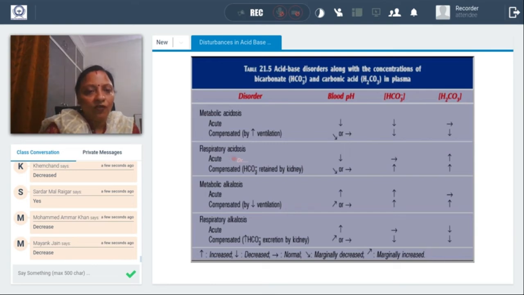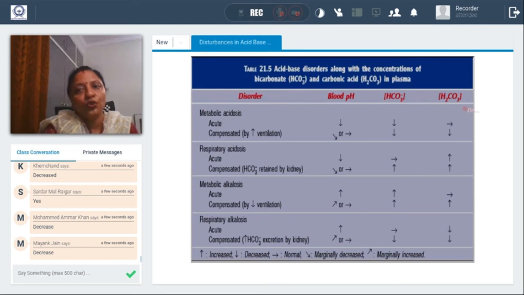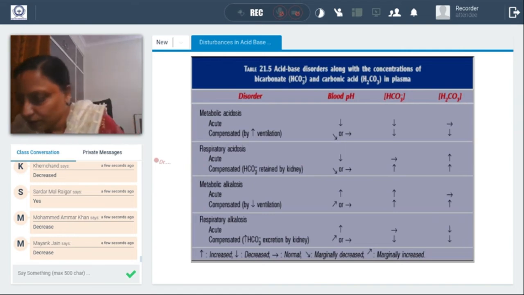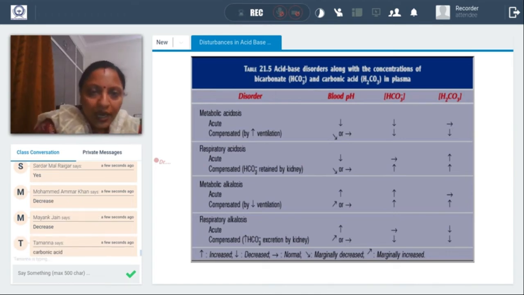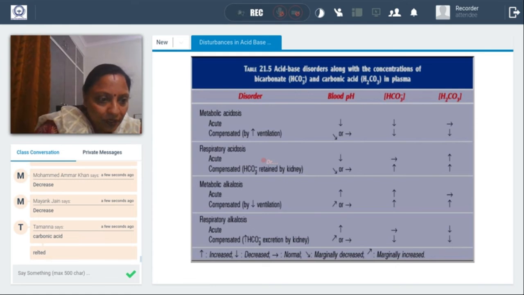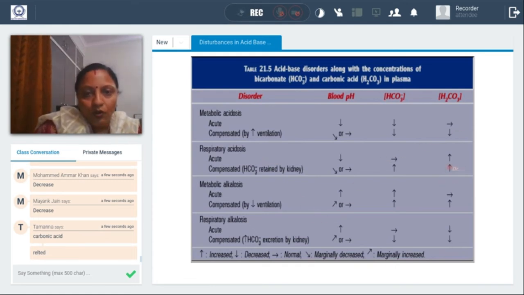Again, acidosis is of two types: metabolic acidosis and respiratory acidosis. In the case of acute respiratory acidosis, you can see again here blood pH is low. Then HCO3 may be normal, and this H2CO3 you all know. You have to remember the word respiratory, and respiratory means carbonic acid. So here you can see carbonic acid increases.